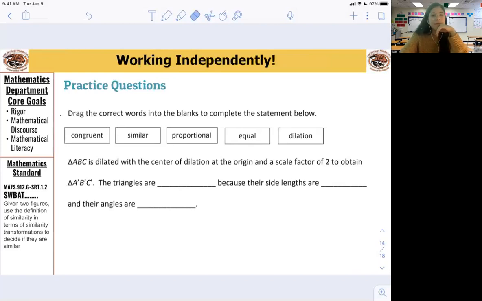Triangle ABC is dilated with the center of dilation at the origin and the scale factor of 2 to obtain triangle ABC prime. The triangles are blank because the side lengths are blank and their angles are blank. All right. Perfect. So go ahead, take about a minute to think about where you think these are going to go, and then we will do it together.